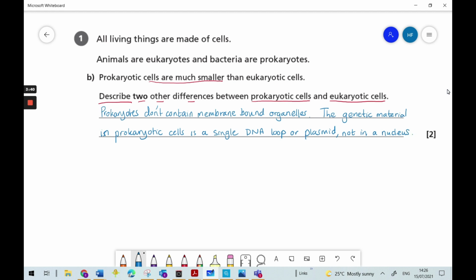Let's just read through that to make sure we've got it right. Prokaryotes don't contain membrane-bound organelles. The genetic material in prokaryotic cells is a single DNA loop or plasmid not in a nucleus. So those two different points there, or differences, would achieve the 2 marks.